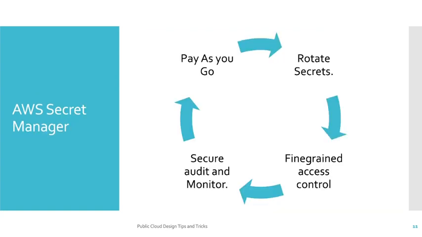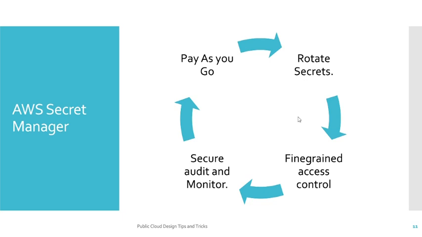Now let's understand what Secrets Manager is. AWS Secrets Manager is one of the services that helps you to protect the secrets needed to access your applications, services and resources. The service enables you to easily rotate, manage and retrieve database credentials, API keys and other secrets throughout their lifecycle. So rotation activities of the secrets can be integrated with Secrets Manager.